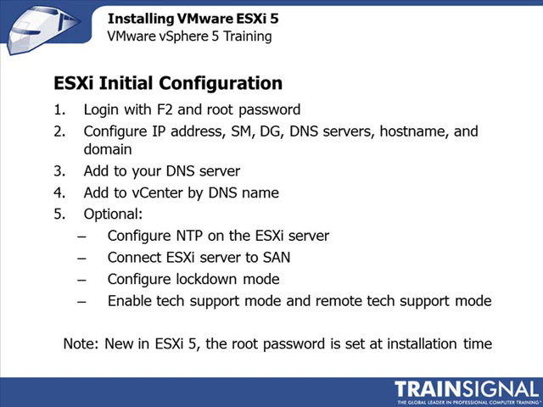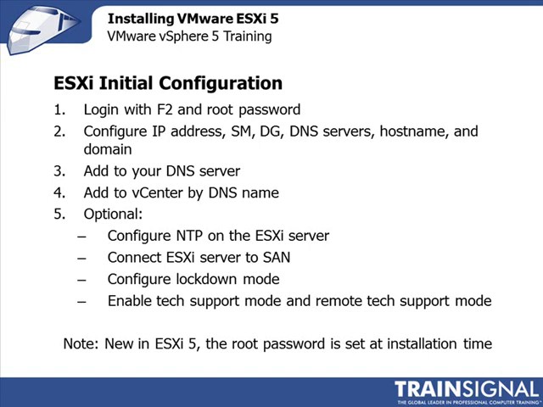We'll configure a static IP address instead of the default of a DHCP dynamic IP address, configure the subnet mask, default gateway, DNS servers, the host name for the server, and then the domain that that server is going to belong to. And then, assuming that this is an enterprise infrastructure with a DNS server, you'd want to add all of your ESXi servers and your vCenter server to the DNS infrastructure so that you can reference them by name as well as IP address.